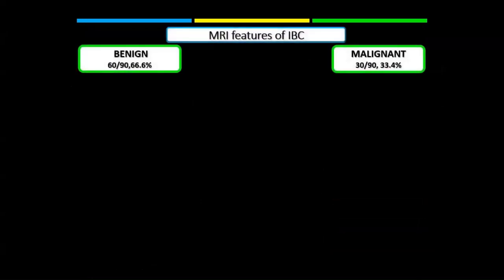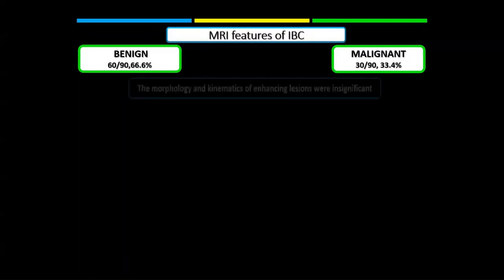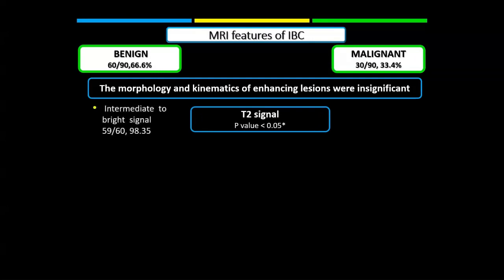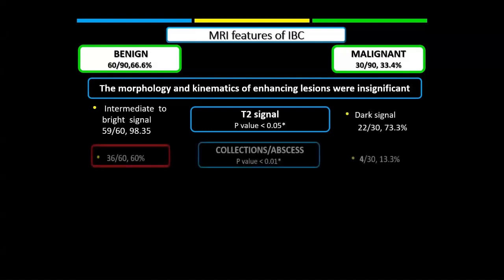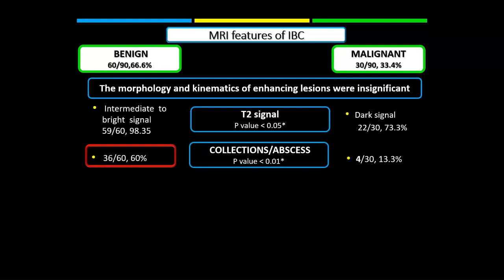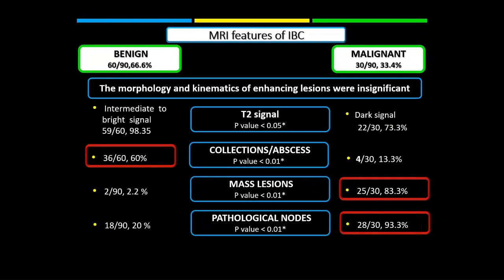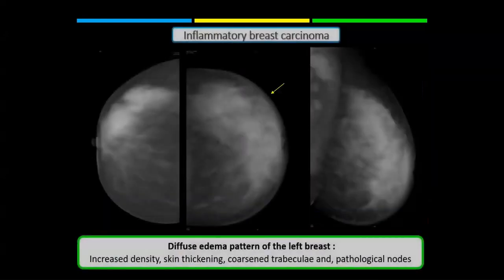In a study that we performed on 90 cases, we studied how MRI can differentiate between the signs of benign and malignant mastitis. The morphology and kinetics of enhancing lesions were insignificant. What was significant was the T2 signal, because it was intermediate to bright in the benign mastitis and dark in the malignant forms of mastitis. If we find collections or abscess cavities, this favors a benign pathology, while if we find associated mass lesions and pathological lymph nodes, this favors a malignant form of mastitis.